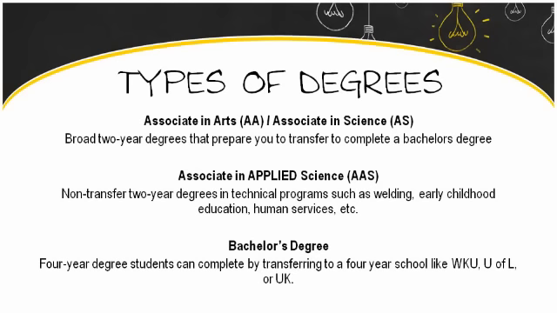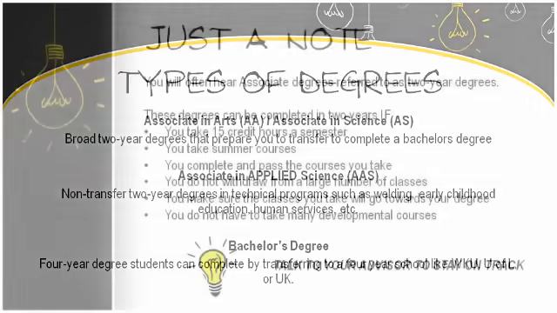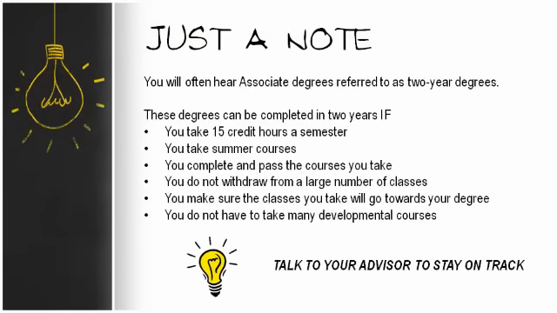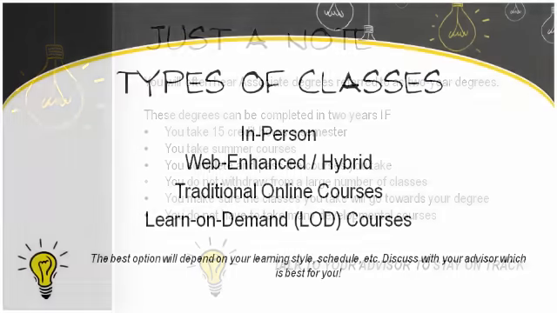Bachelor's degrees are 4-year degrees that students can earn when they transfer from ECTC to a 4-year school like WKU, U of L, or UK. You will often hear associate degrees referred to as 2-year degrees. These degrees can be completed in 2 years if you take 15 credit hours a semester, you take summer courses, you complete and pass the courses you take, you do not withdraw from a large number of classes, you make sure the classes you take will go towards your degree, you do not have to take too many developmental courses. Be sure to talk to your advisor to stay on track.